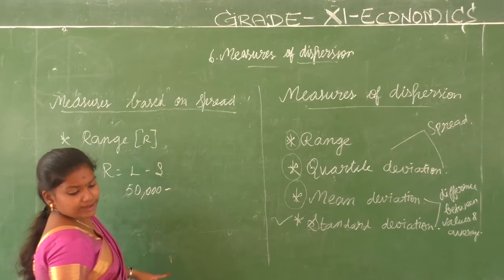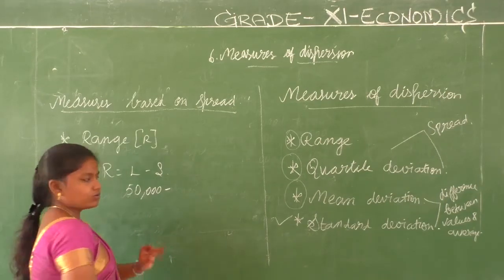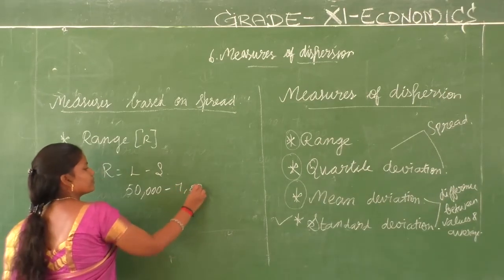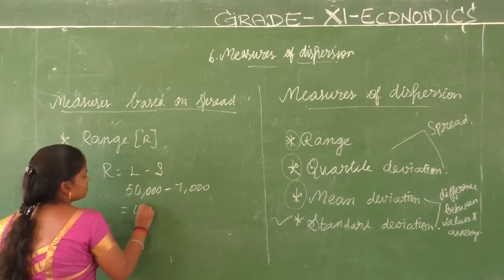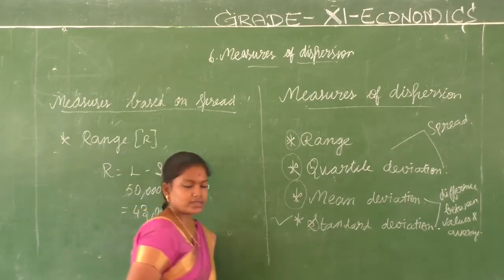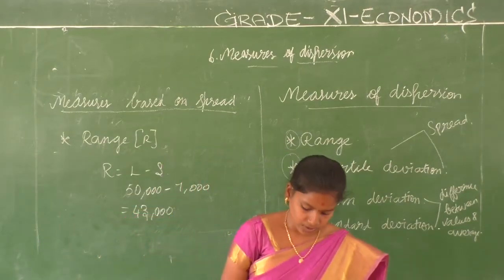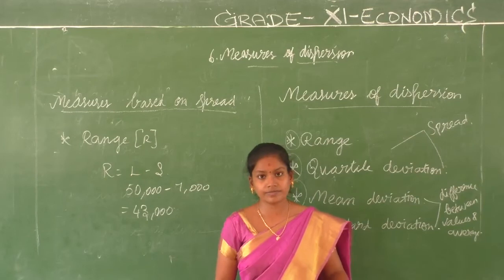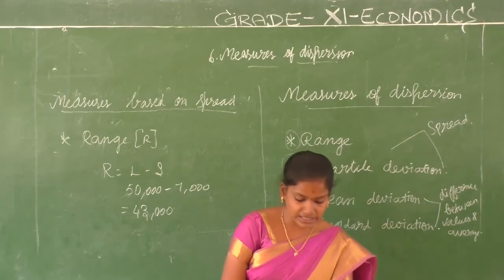The lowest value given was 7,000. So your range is 43,000. That's it. Very simple. Okay, your spread is that. That's it. Okay, what does it say?